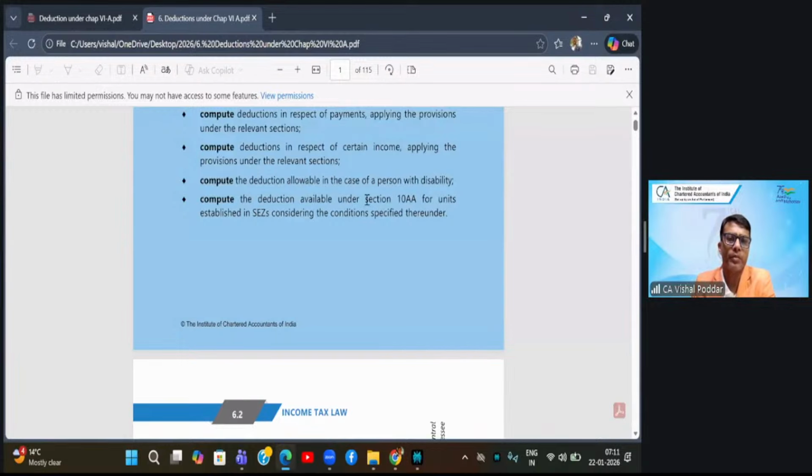Let me come to the brief of section 10AA. Where you have started a unit in SEZ, Special Economic Zone, and from there you are making exports, then section 10AA provides you deductions for those export profits for 15 years, subject to some conditions and some calculation that we are going to study. So the first category of deduction under this second level of deductions is deduction under section 10AA, which is given for units which have started their operations in the SEZ area.